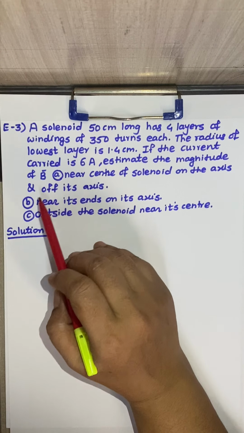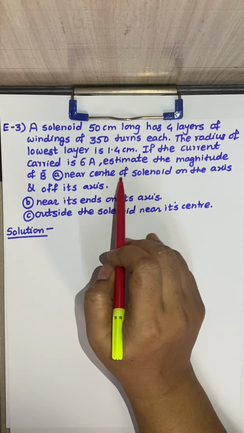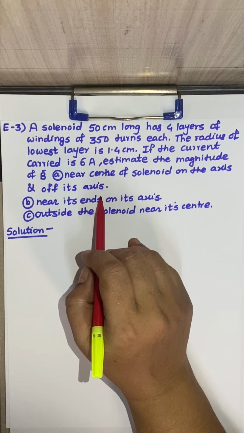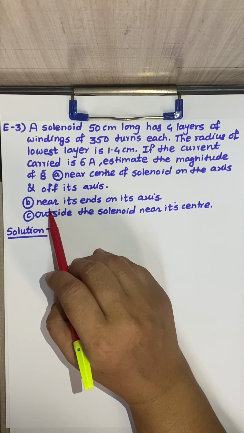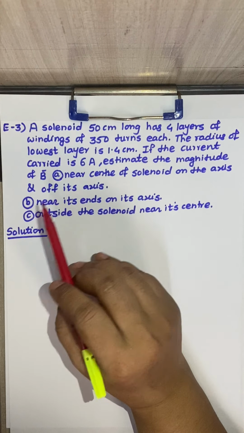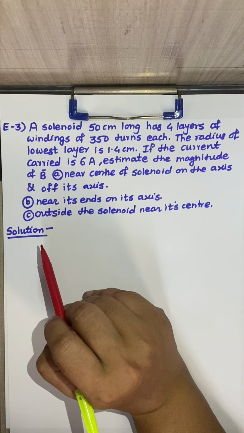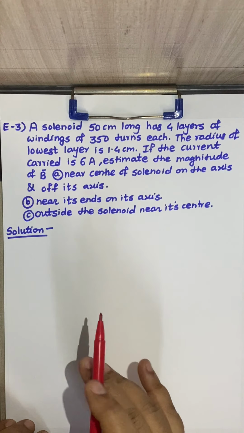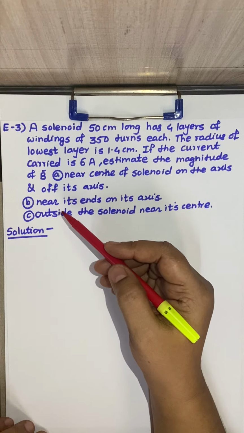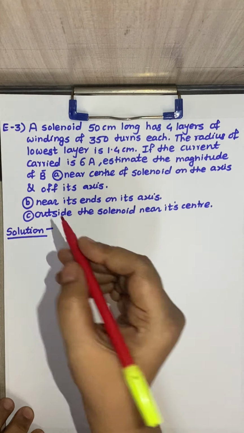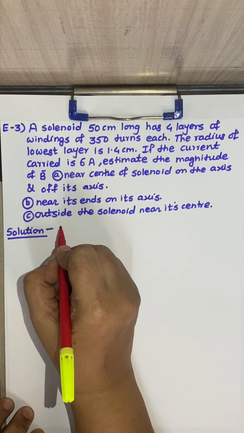That is, we have to find out at these points: number 1, near the center of the solenoid on its axis. Number 2, near its ends on its axis. And the last one, outside the solenoid near its center. So these are the 3 point question, and this type of questions can generally be asked for the 3-mark question. So for the first one we are going to consider as A.